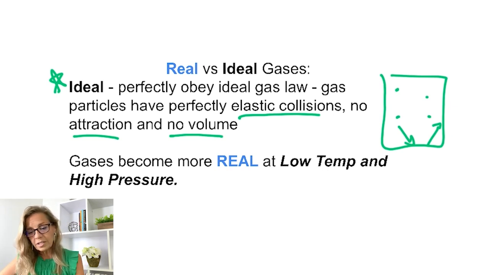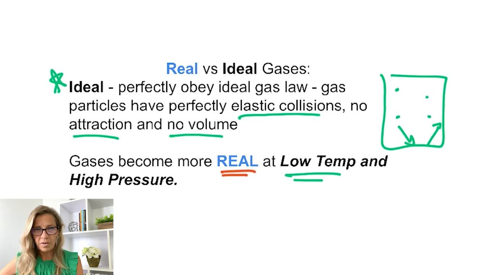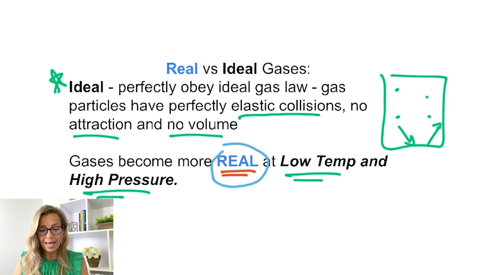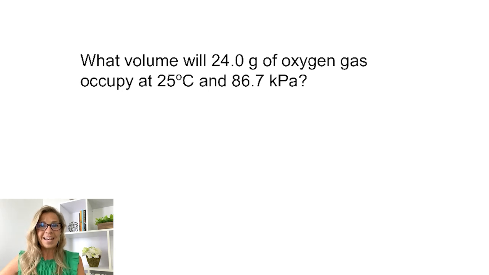You can just imagine all these little particles, boom, boom, boom, not losing energy. However, under certain conditions, and you need to know these conditions, gases become more real, meaning the volume becomes significant. They do start to attract one another, and they do slow down when they collide. When does that happen? At low temp. You think about what happens at low temp. They're moving very slowly so that when they collide, they might actually attract each other. And then high pressure, that means they get smashed really close together. So close together, moving slow, gases might start to behave more real and attract one another than ideal.